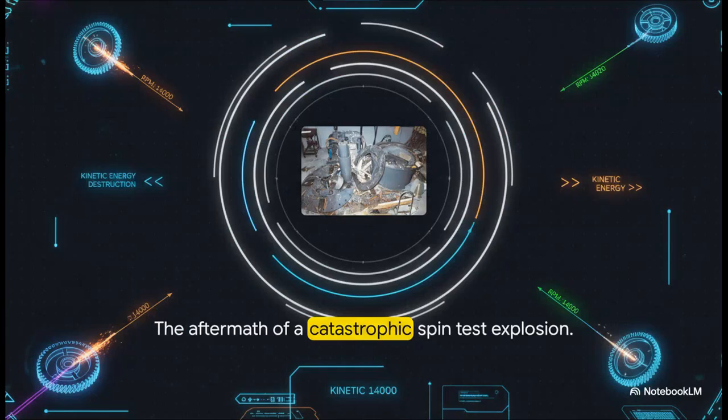Whoa, take a look at this image. This isn't just a messy workshop. This is the aftermath of a catastrophic spin test explosion.